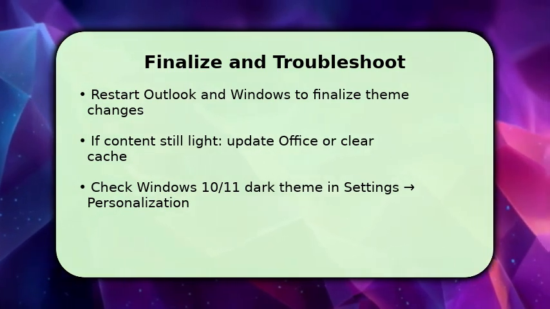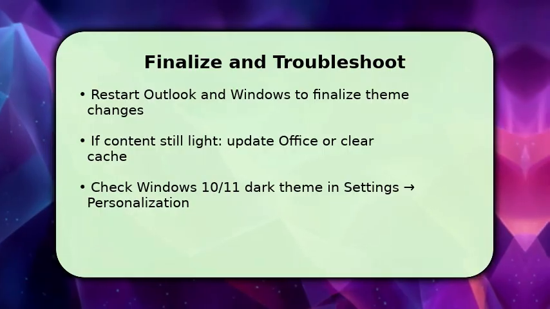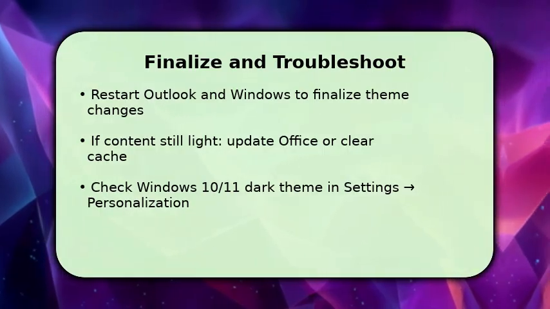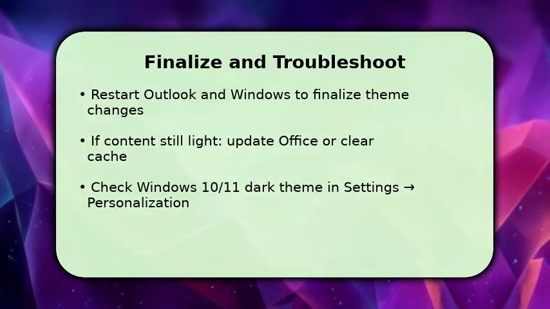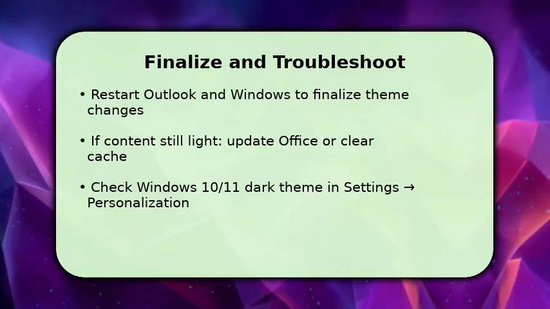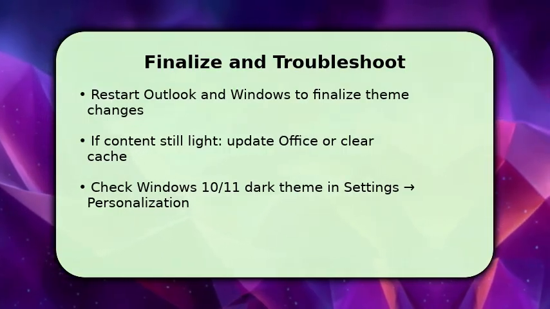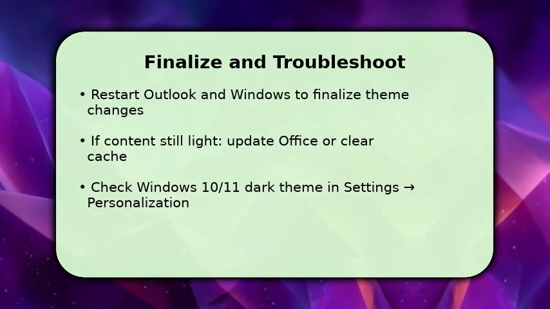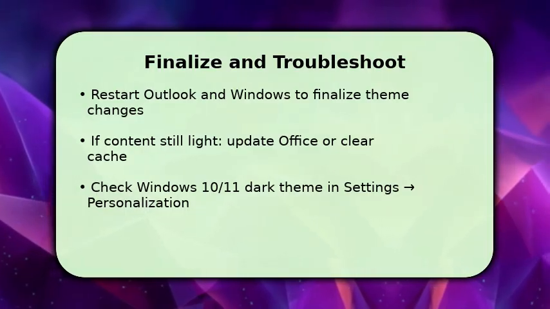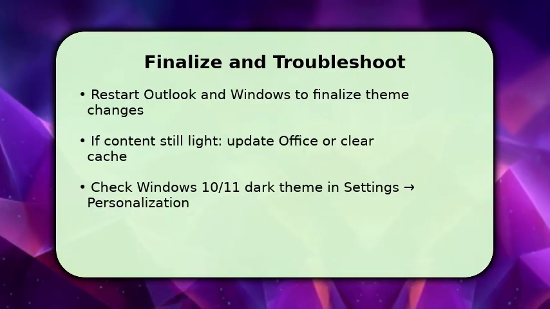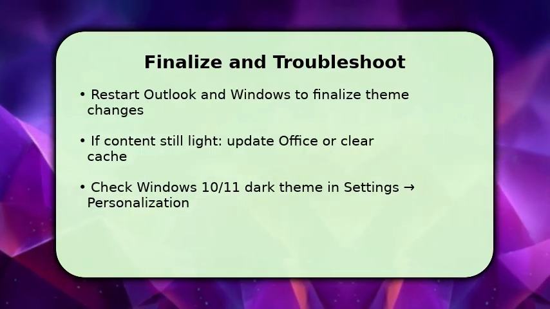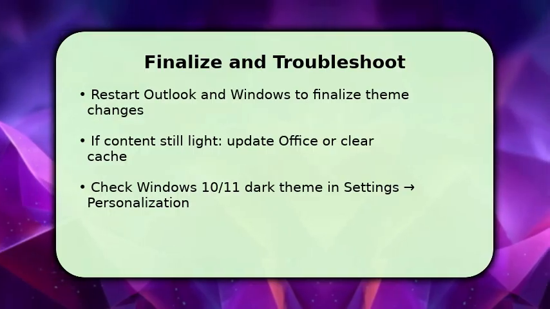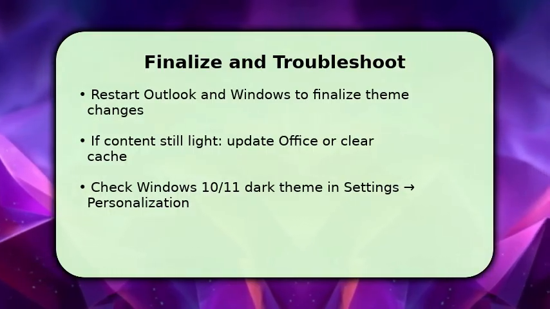If some emails still show a white background, update Office to the latest build and clear Outlook cache or disable add-ins that force formatting. This often resolves stubborn light styling. Also check Windows personalization > colors and set dark there because some Outlook builds inherit OS settings. If problems persist, run Office Repair from Programs and Features. That usually fixes missing theme components.